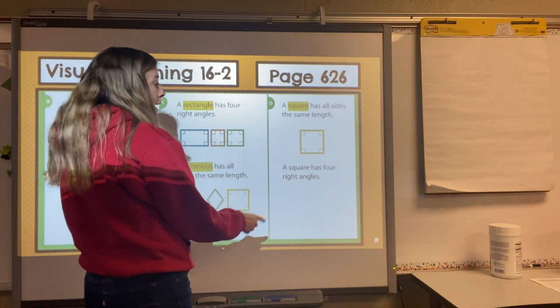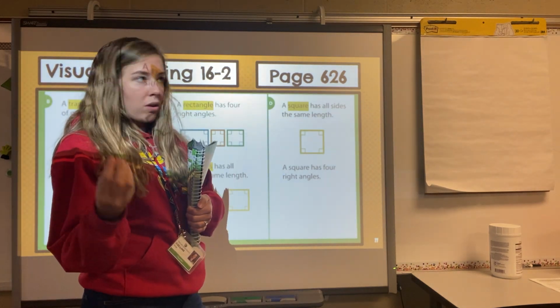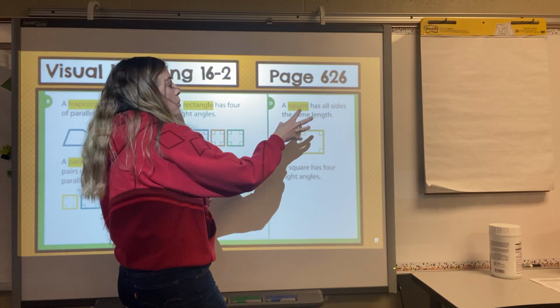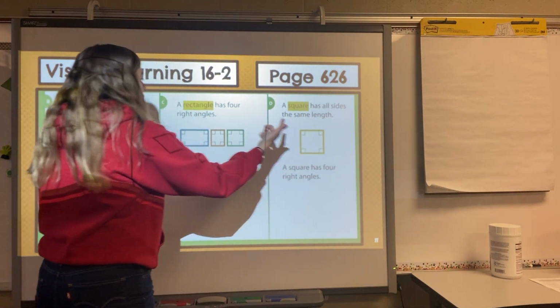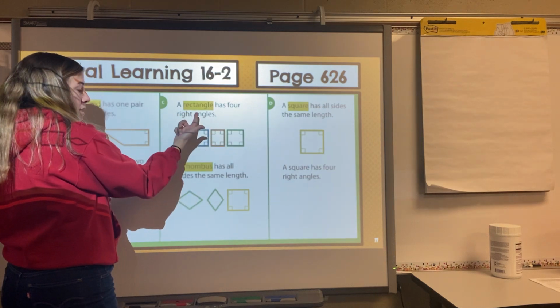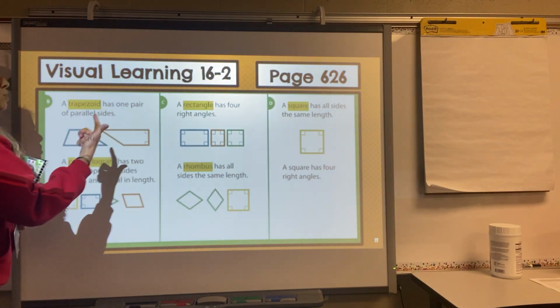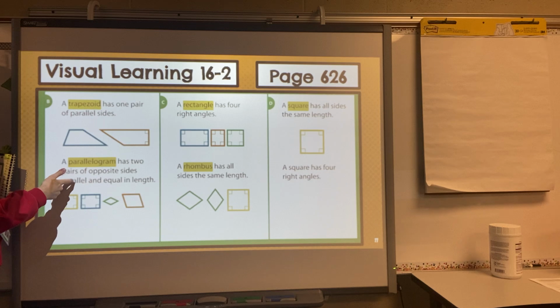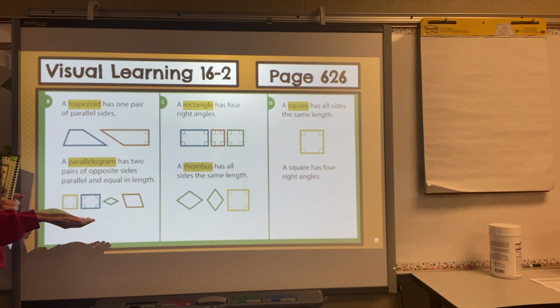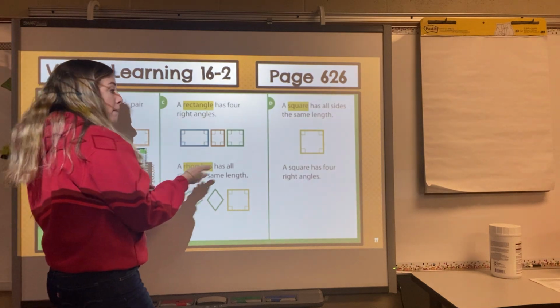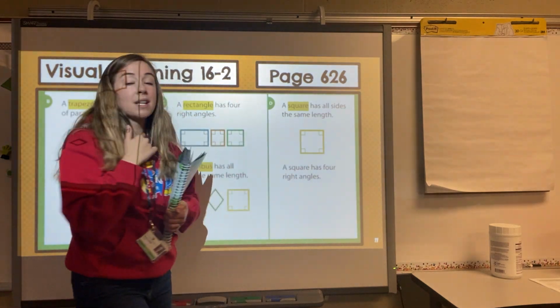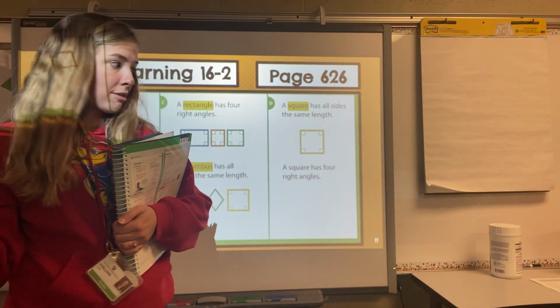Now this square is the farthest down you can get with all of the classifications. A square has all sides the same length. It has four right angles, which also makes it a rectangle. It's also a parallelogram because it has two sets of parallel sides, and it's also a quadrilateral because it has four sides, and it is also a rhombus because all four sides are the same length. So it's the most special quadrilateral.